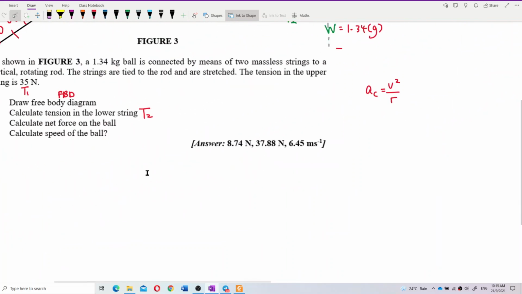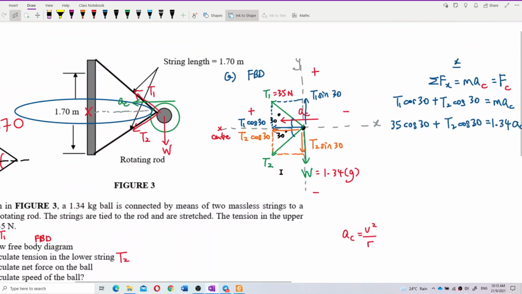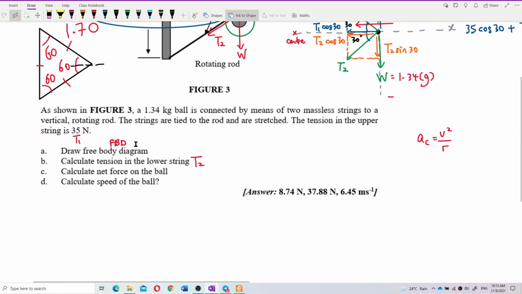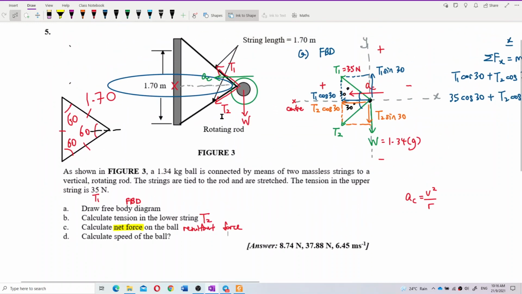We got the T2 already. Now we want to find what? The question asks for the net force on the ball. Okay, this is interesting. Net force is also called the resultant force. Back to the concept: what is the resultant force for a circular motion? The resultant force is actually the centripetal force.